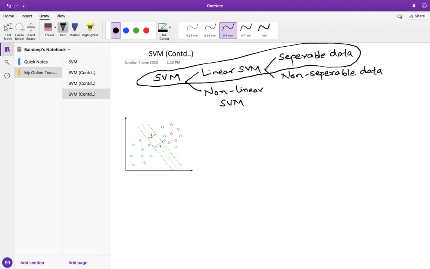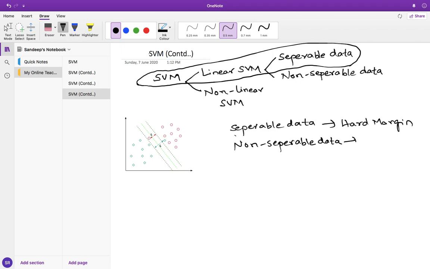So till now we have seen linear SVM for separable data. Let us see how the problem should be modified for non-separable data. Here there are two terms we use. The solution which we found earlier for separable data is called hard margin. So let me write it here. Separable data, we will have hard margin. Non-separable data, we will focus on soft margin.